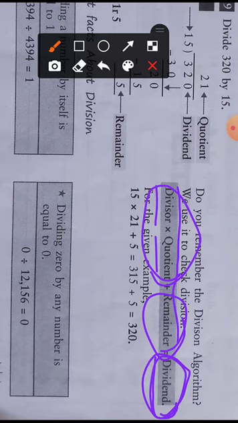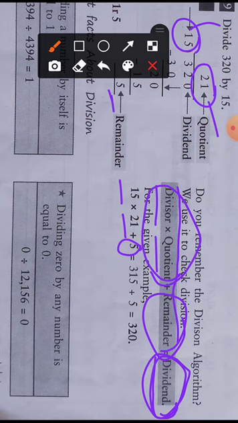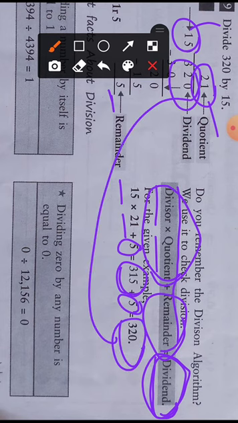You can see here, when you multiply 15 into 21, this 15 is the divisor and this 21 is the quotient, and 5 is the remainder. If you do this process, you first get 315, then plus 5, the answer is 320, and you remember 320 is the dividend. So this is the way to check whether your division is correct or not.